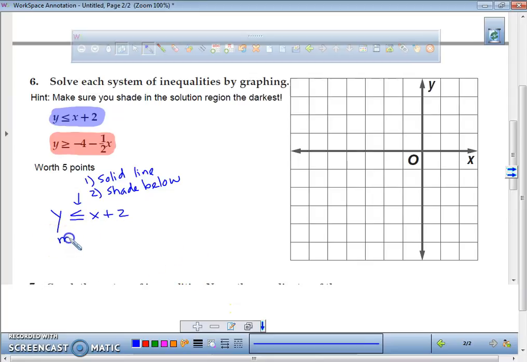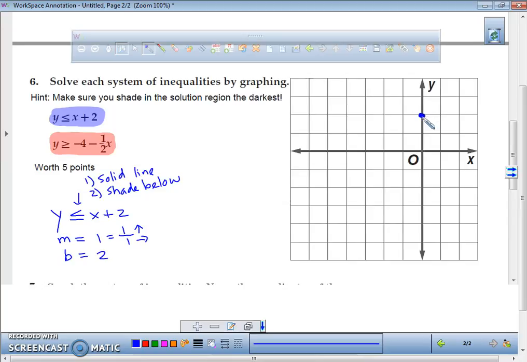Now, this is already in slope-intercept form, so we should be able to recognize the slope and the y-intercept relatively easily. What is our slope equal to? 1. Which is a 1-to-1 ratio, which means I'm going to be going up 1 and over 1. And the y-intercept, most of the time, not all the time, helps us know where to start. Right there at the number 2 on the y-axis. So right here on the y-axis, go up 2, put a point, and that is your y-intercept.